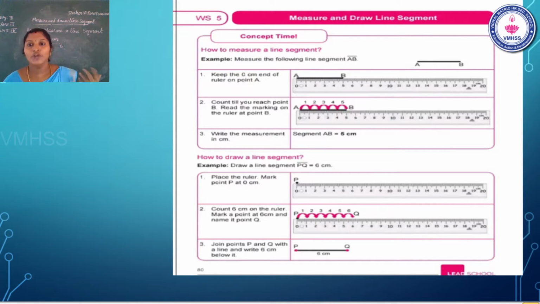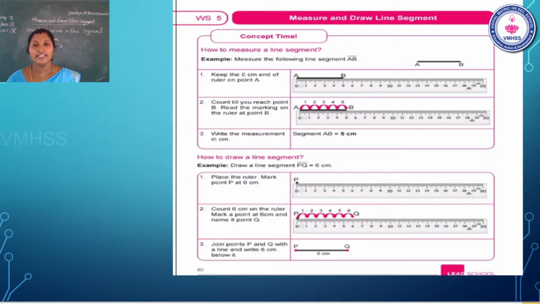Count till you reach point B. Read the marking on the ruler at point B. Okay. So third point, write the measurement in centimeter. Okay. These are the main rules of how to measure the line segment.